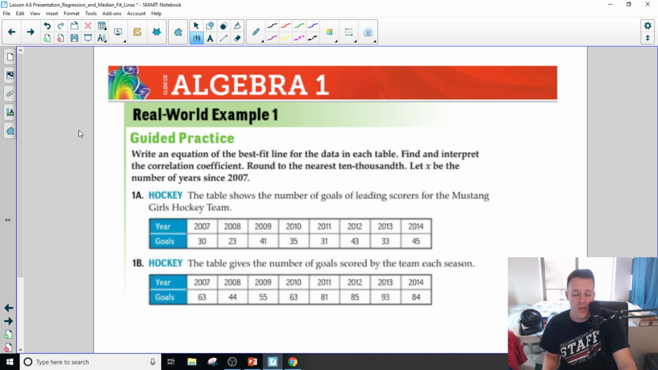All right, on your own, guys, put these data points in, and then round to the nearest 10,000. Let X be the number of years since 2007, okay? So knowing that, what do you think this first value is going to be? This first value right here is going to be the number 0, because it is 2007. So this is 0, this would be 1, 2, 3, so on and so forth.